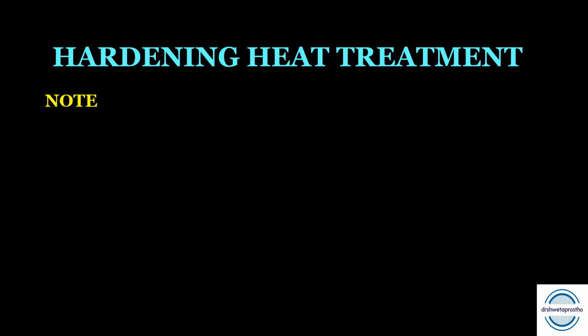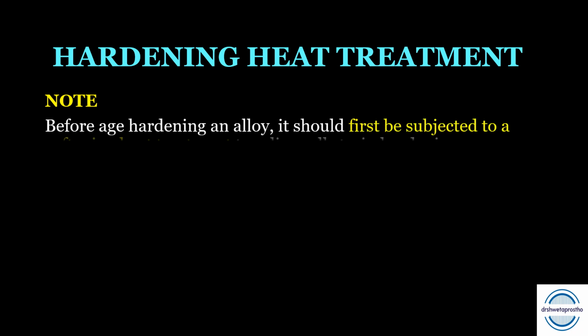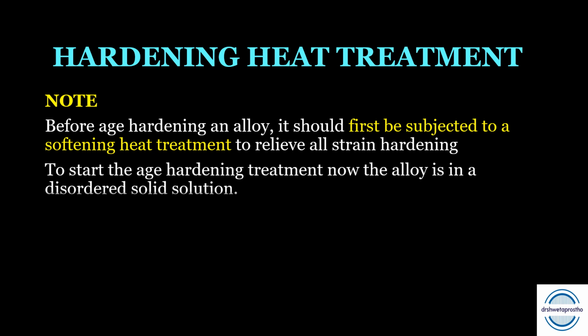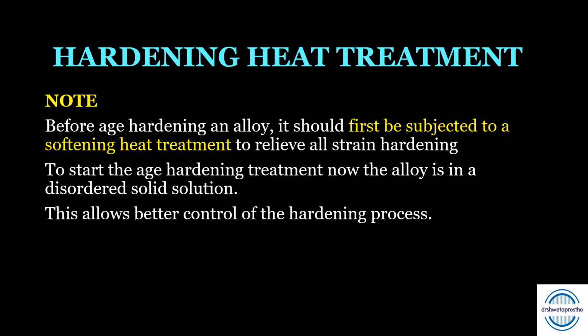There is one more very important point to be noted for the hardening heat treatment: ideally, before the age hardening of the alloy, it should be subjected to the softening heat treatment. This will relieve all the strain hardening. And to start with the age hardening treatment, the alloy is in a disordered solid solution. This allows better control of the hardening process.